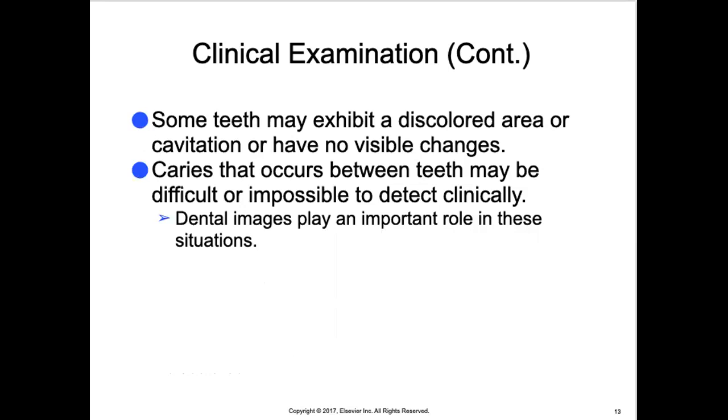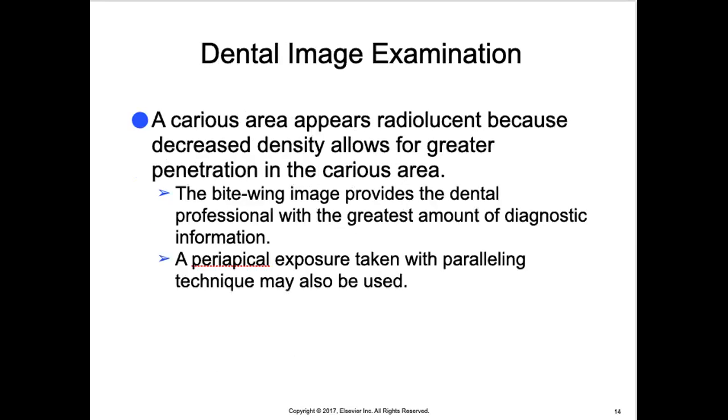Some teeth may exhibit a discolored area or cavitation, or have no visible changes. So caries that occurs between the teeth may be difficult or even impossible to detect clinically. This is why dental images play an important role in these situations. If you can remember what type of images are taken to check for caries between the teeth, this is bitewing. Without a bitewing, we would not be able to see or diagnose cavities that are between the teeth.